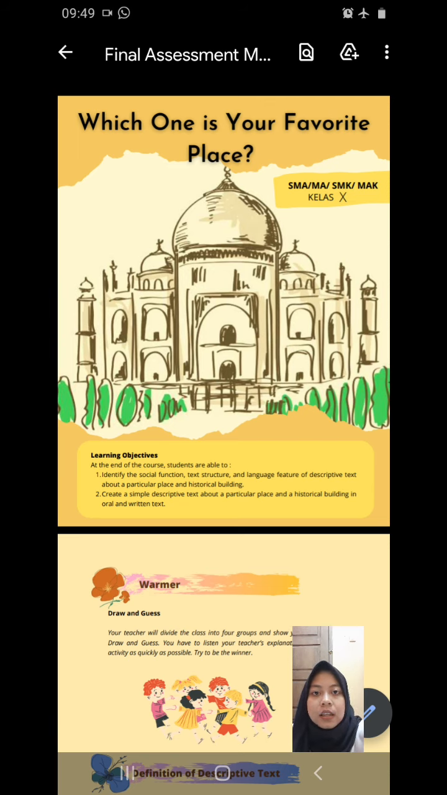And this is page 1 of my textbook. The title of this textbook is "Which One is Your Favorite Place?" Why did I choose this title? Because when we read the title, "Which one is your favorite place?" we can guess that, oh, it will discuss about the place. And it is for 10th grade senior high school.